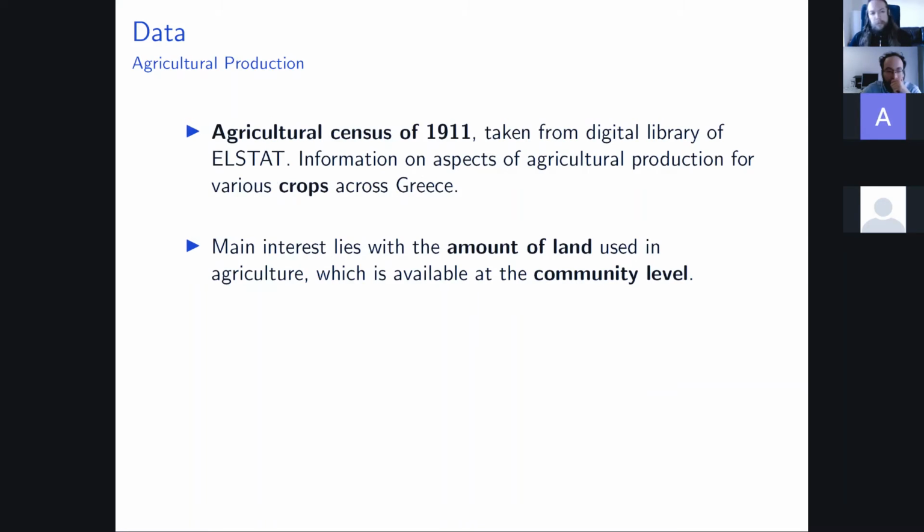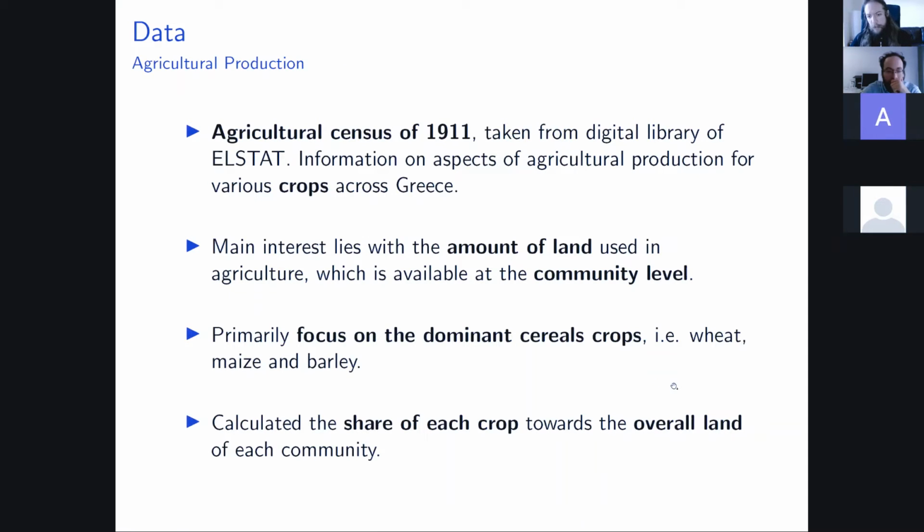And a few words about the data. So the agriculture census of 1911 is used. It's taken from the digital library of Elstat. It includes information on aspects of agricultural production for various crops across Greece. Our main interest lies within the amount of land used for agriculture. This is again at the community level. And we focus primarily on dominant cereal crops like wheat, maize, barley, and we also include tobacco. So essentially wheat and barley are much more the cash crops in our case, while maize is the more subsistence crop, so the staple crop. And we calculate the share of each crop relative to the overall land of each community.